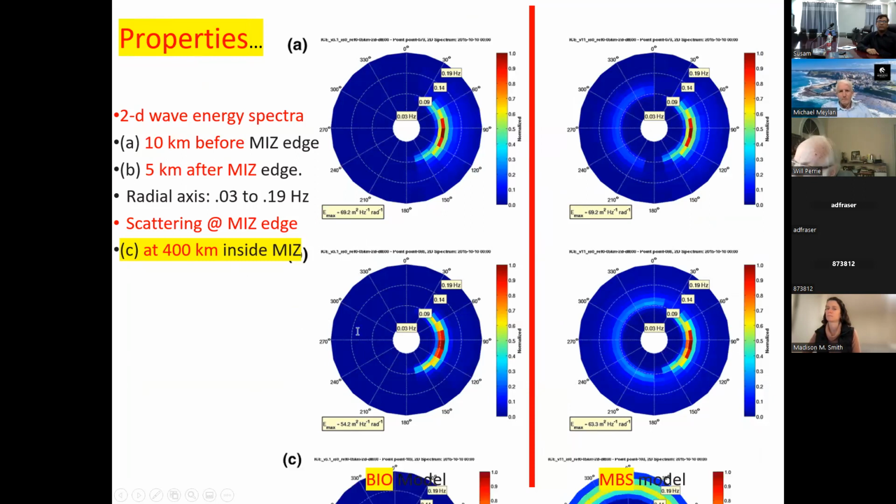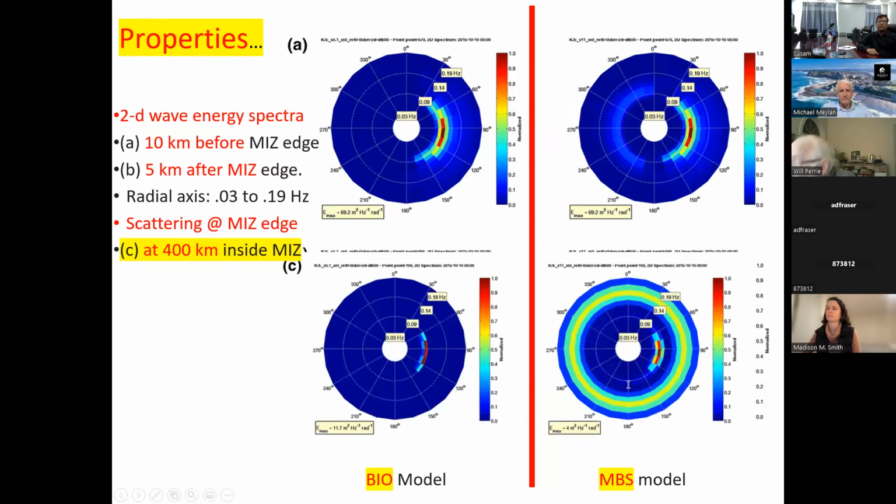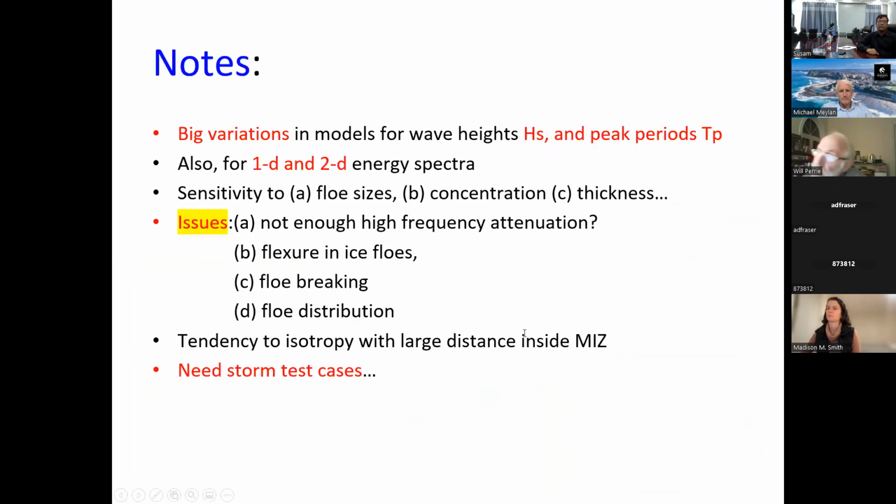So if you go further inside the ice edge, it becomes very isotropic. So here we are. These are the models. There are various characteristics you can see. We didn't have any ice breaking in these simulations. We didn't have any redistribution of the floes. The floes are held constant, so that's not like the real world. And there's a tendency to isotropy in some of the models. But to go farther, we need real storm cases.